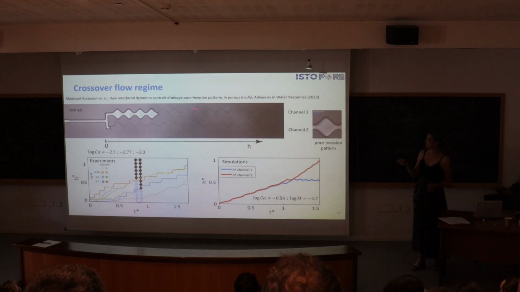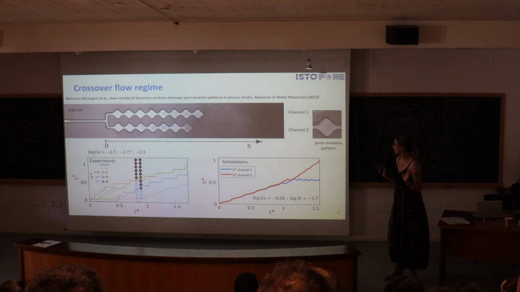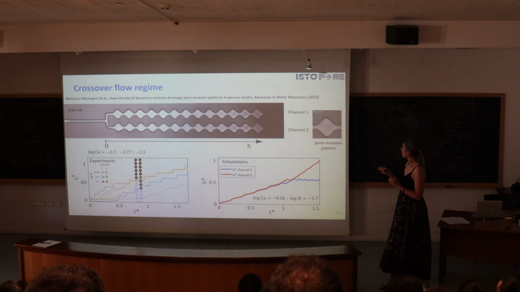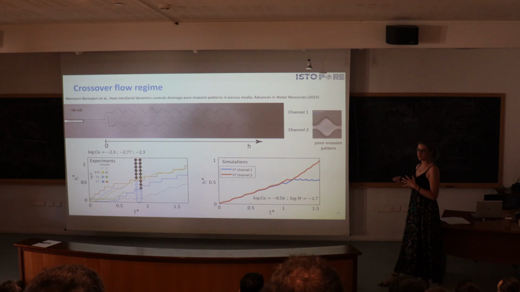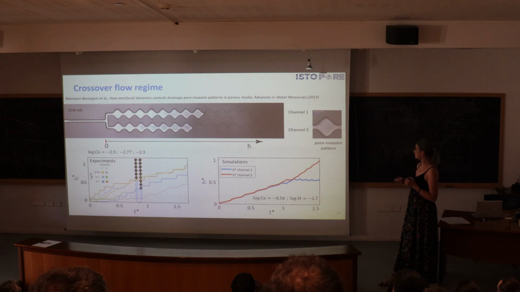And you have a regime that is in between this stable regime and this capillary flow regime, that is a crossover flow regime. In this case, the invasion is by end jumps, and both capillaries are invaded, but not at the same rate. It's for intermediate capillary numbers and intermediate viscosity ratio.